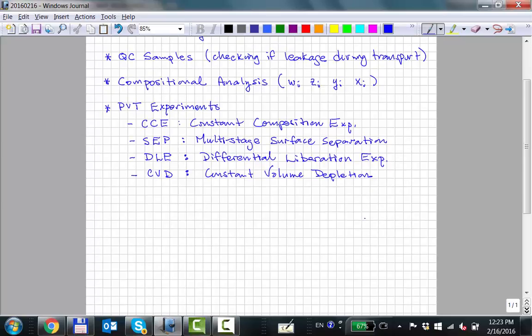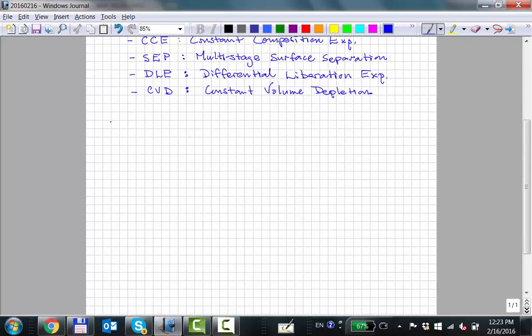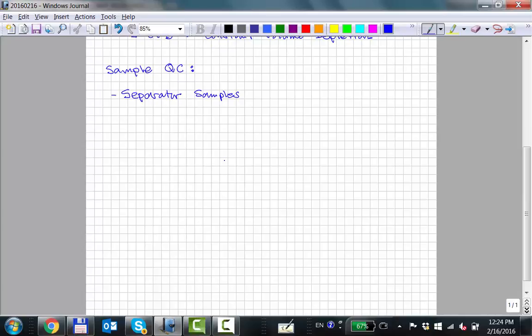All right. So the sample QC, there are different types. If you have separator samples, that was one of the sample types that we talked about. I think it was the second one. Separator samples, a 20-liter gas container and a 1-liter separator oil container, and we'll probably have a duplicate of each, 2 of each.